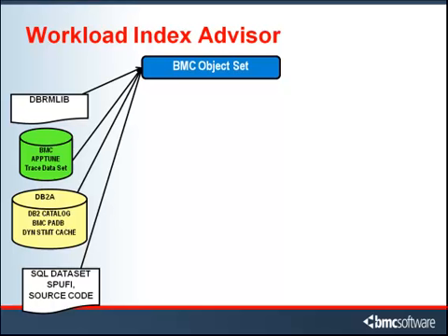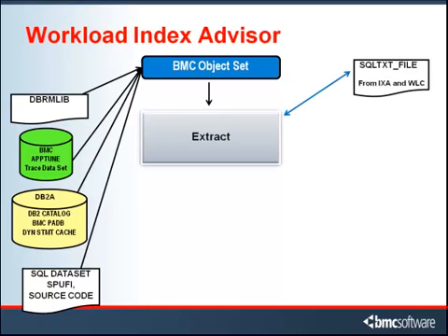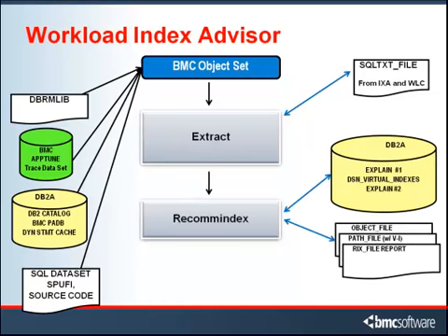First, define an object set to represent a list of different SQL sources. These sources can be static or dynamic SQL, coming from the DB2 catalog or even the dynamic statement cache. All combinations are possible so that you can represent complex applications within one object set. You can also reuse the object set you have defined for the Workload Compare Advisor before. The object set is again input to the first step, the extract. Similar to the Compare Advisor, this step creates the SQL text output file.